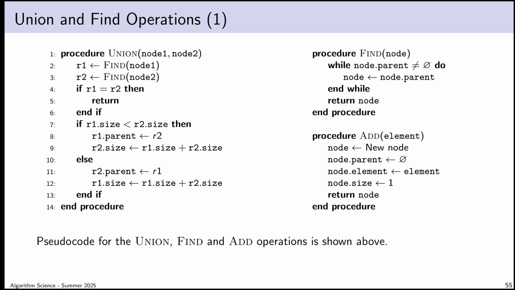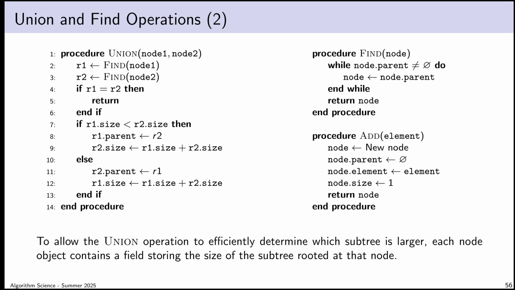And conversely, if R1 is the larger tree, I just do the same thing with everything flipped. That is to say, I make R2 the child of R1. This shouldn't require too much extra explanation. So notice how, as I've already mentioned, to allow the union operation to know which subtree is larger, which turns out to be critical.